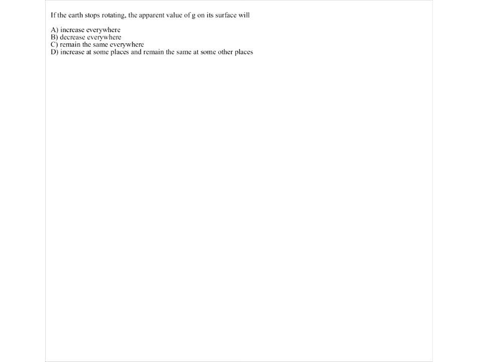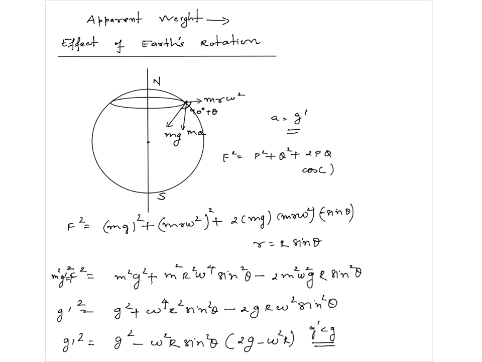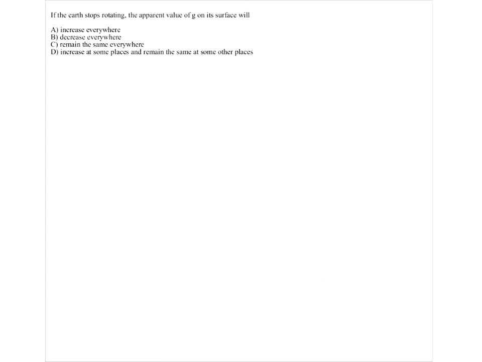As we discussed, what is the situation right now? The situation is that if theta changes, g changes, g dash that is. g is different at different places. So g dash has a different value if Earth stops rotating.